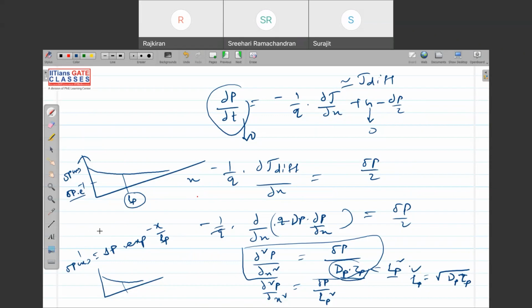What's the significance of that diffusion length? Diffusion length is nothing but they are approximately decreasing to e to the minus 1 after traveling a distance of Lp. Like we can say, similar to skin depth or something.